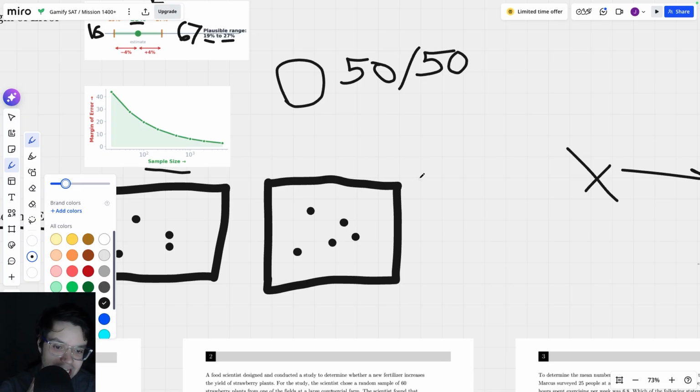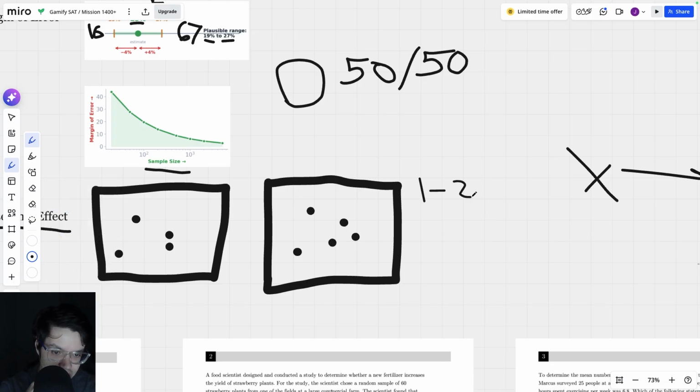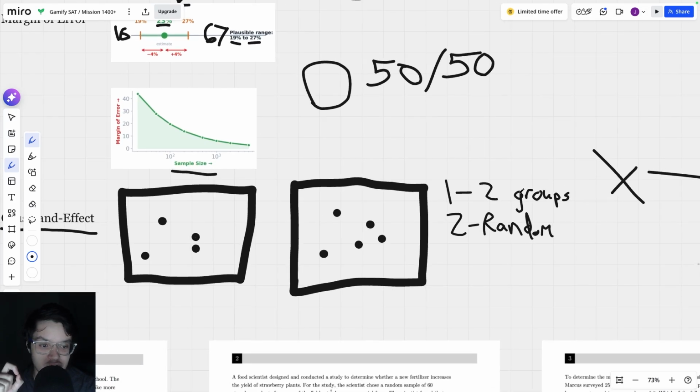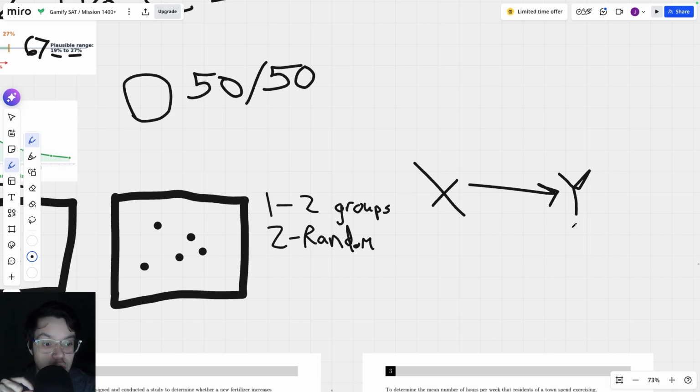So the big thing here is that they have to be 2 separate groups, or I guess you could have more than 2, but at least 2. And they have to be randomly assigned to each one. So if you have 100 people, you have to just randomly say, okay, 50 of you go into this group, 50 of you go into this group. The 2 groups thing is pretty important because you want to make sure that if people don't use the medication, they don't get their disease cured.